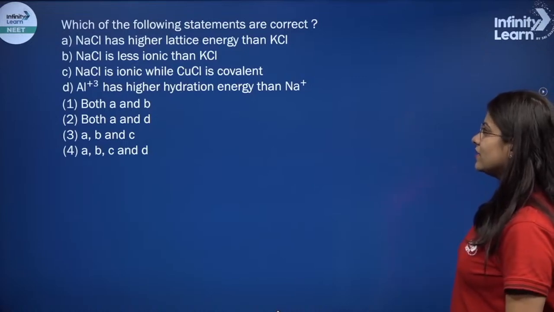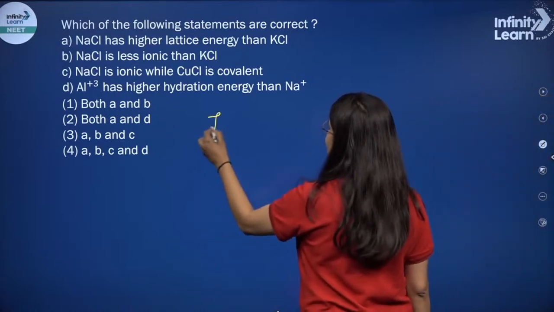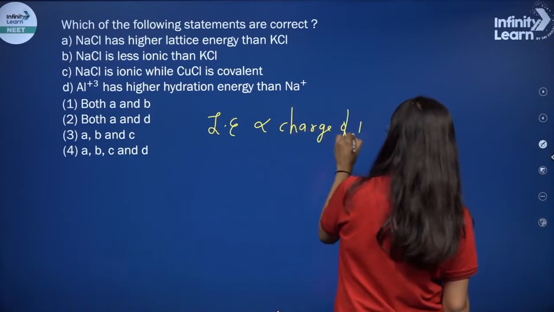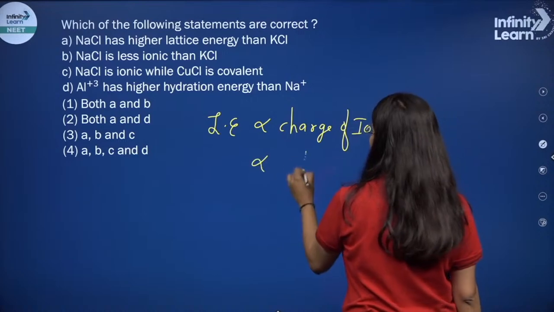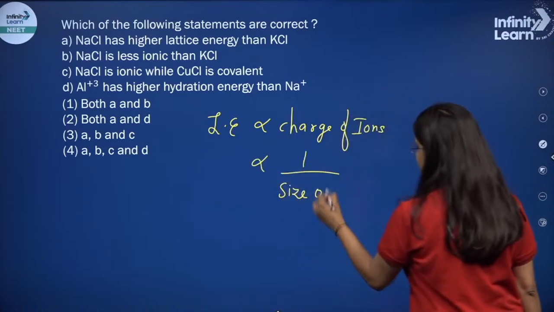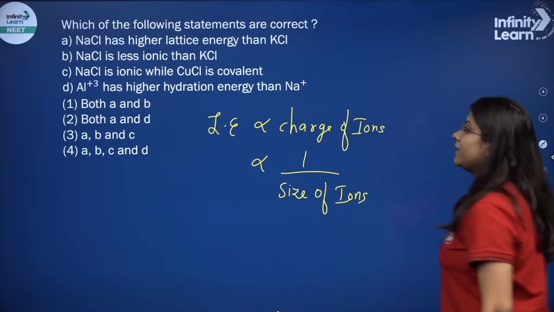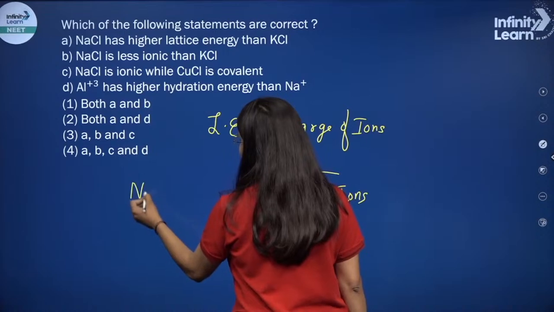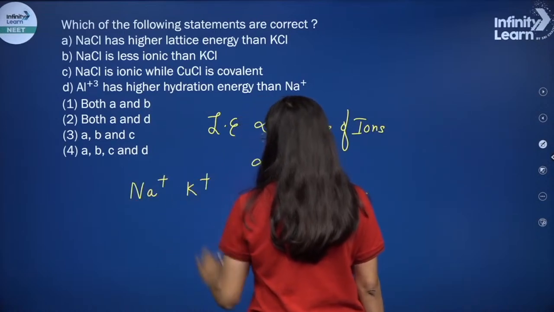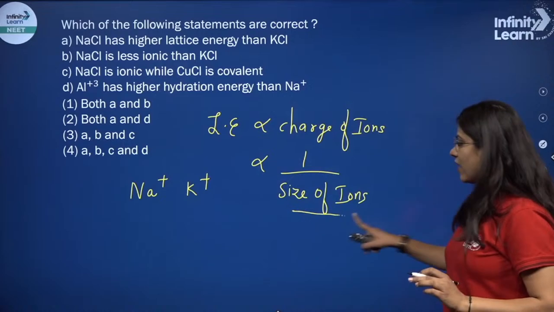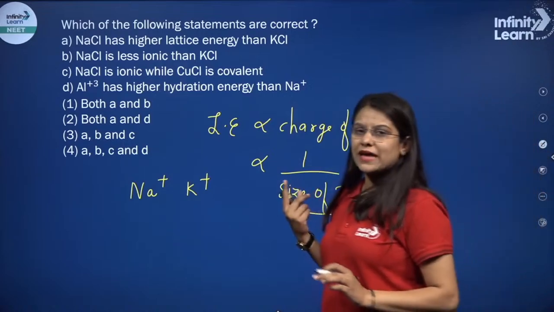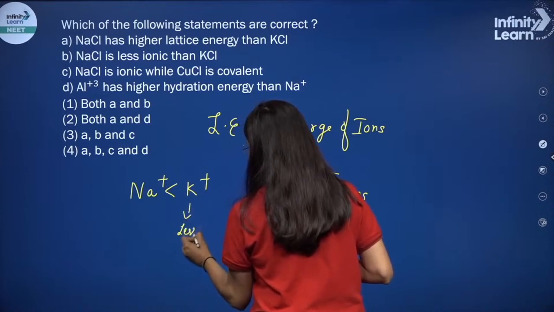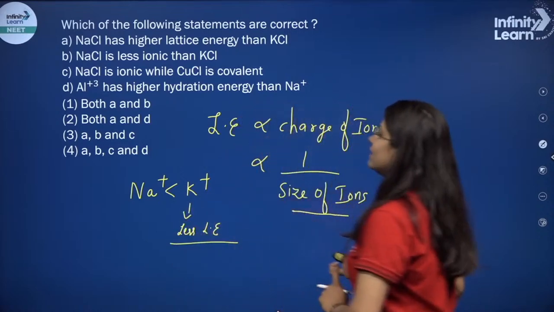Next, which of the following statements are correct? NaCl has higher lattice energy than KCl. So lattice energy is directly proportional to the charge of ions and inversely proportional to the size of ions. Right? So let us talk about NaCl and KCl. In NaCl and KCl I have the common anion, so I'll see only on the basis of the cations. Now they have the same charge, so I'll go for the next factor, that is the size of ions. Which is more in size, sodium or potassium? Potassium has more size, so it will have less lattice energy. Right? It will have less lattice energy.